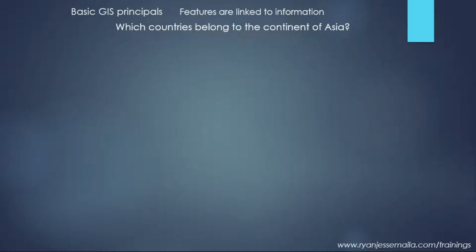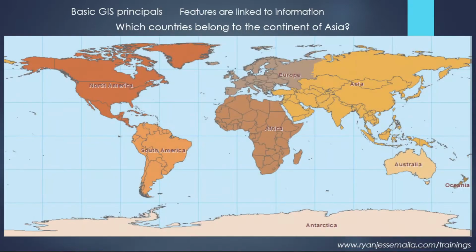So we are quickly going to look at what brings GIS alive to you. Here's a map: which countries belong to the continent of Asia? I'm sure quickly in your mind, you have seen Asia there, and when you look at the color codes, this is Europe, this is Africa, Australia, South America. So you can tell at a glance that all these are the countries that belong to Asia.